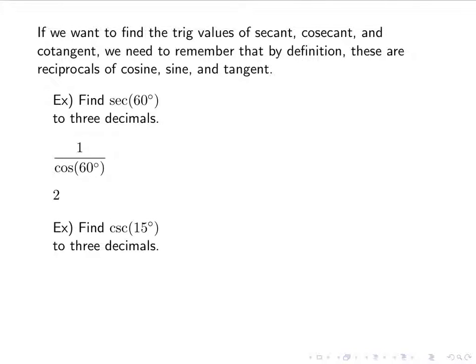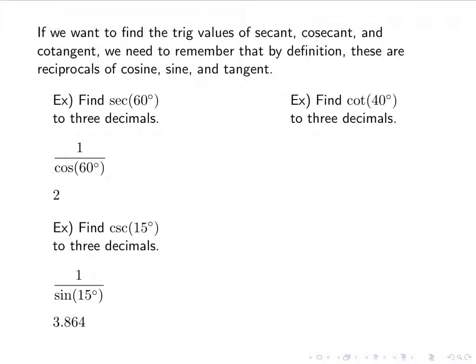If we want cosecant of 15 degrees, we're going to use the fact that cosecant is 1 over sine. So cosecant and sine are reciprocals. So again, it's 1 over sine of 15 degrees, not sine of 1 over 15 degrees. You will never, ever do 1 over an angle. Because again, 1 over degrees doesn't make any sense. That's not a thing. So it's 1 over the trig function. If I plug that into my calculator, I should get 3.864.